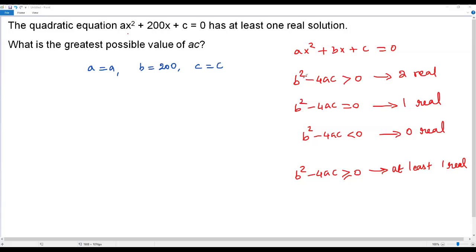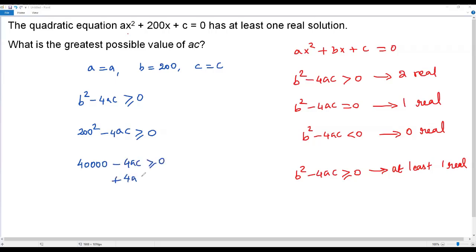Now let's find the discriminant b² − 4ac, which has to be greater than or equal to 0, because the question says the equation has at least one real solution. Let's plug in 200 for b. Then I'm getting 200² − 4 times a times c, greater than or equal to 0. We keep a and c as they are, because we don't have values for them. When I evaluate 200², I get 40,000. So 40,000 − 4ac ≥ 0.